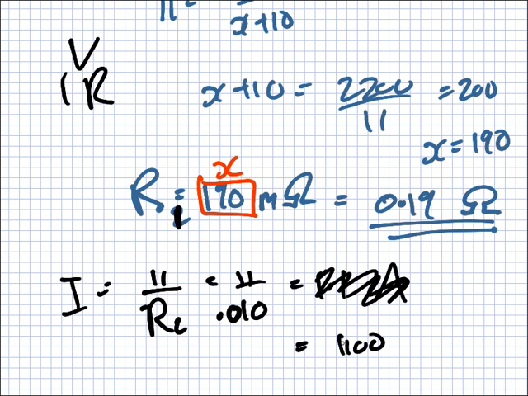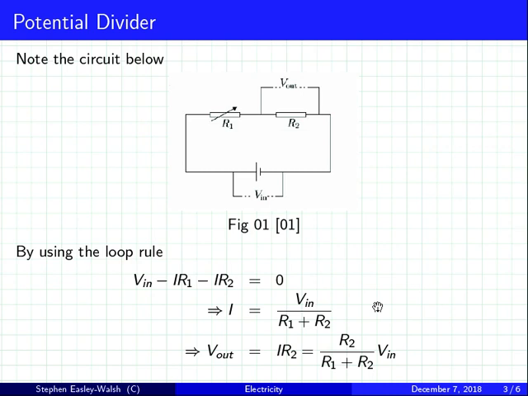1100? Sorry, 10 over 1000. Is this right? 11 over 0.01 is 110? Maybe it's 100. 0.01 is right. 11 over 0.01 is 110. No, I'm right, it's 1,100. 1000, sorry. So I'm right here. Okay, fine. And now the last part.